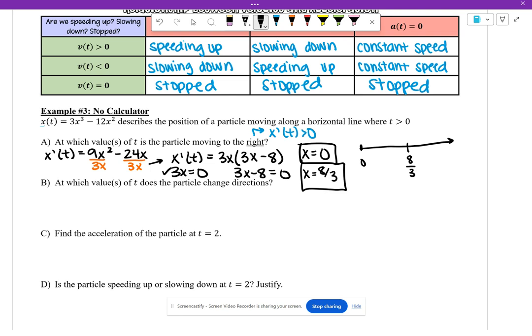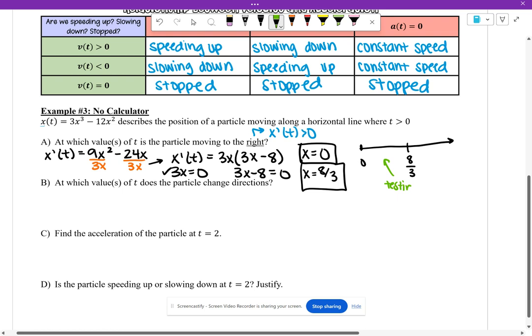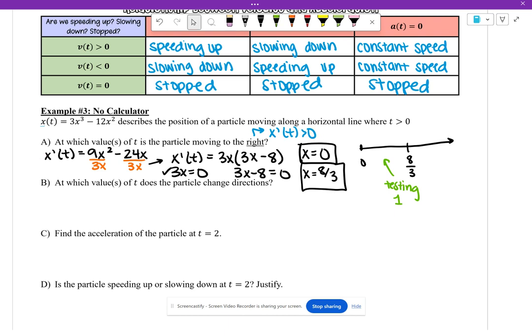So I'm going to test the number 1. I'm testing 1, and I'm going to put that into my velocity function, so the derivative. If I plug 1 into this factor, I get a positive number. If I plug 1 into this factor, I get a negative number. So this whole interval is negative.